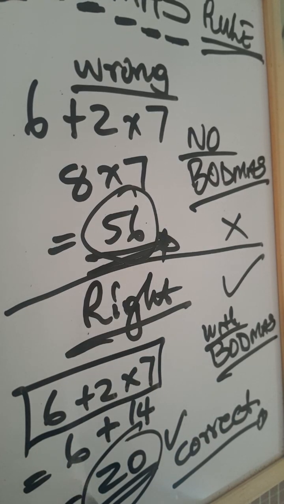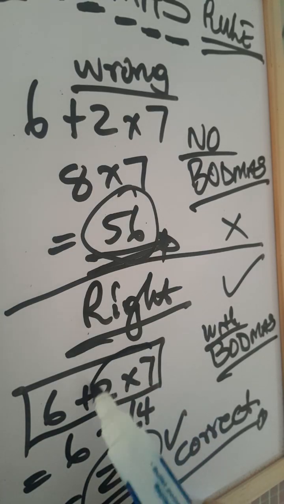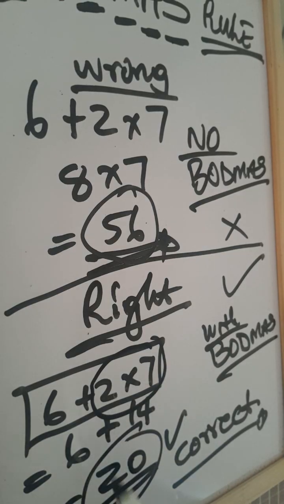If they see 6 plus 2 multiplied by 7, they know where they will start. They will start with 2 multiplied by 7, then they can come this side. If there's a division, you start with division, then multiplication, as it is with the BODMAS rule, in BODMAS order.